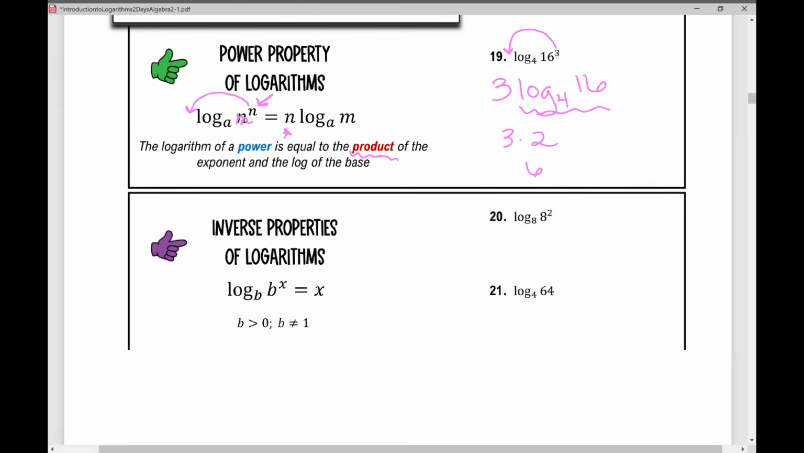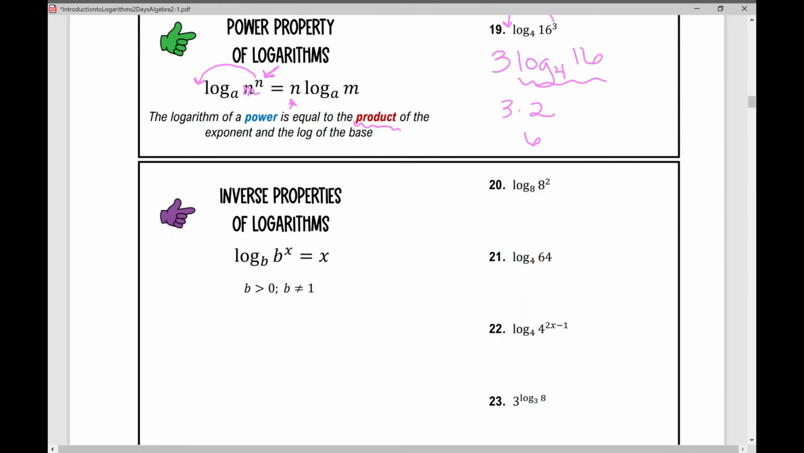Moving on to the inverse properties of logarithms. So log base b of b to the power of x equals x, where b has to be greater than 0 and b can't be 1. So what this means is if the base and this right here are the same, it's going to be the exponent. So for example, on number 20, log base 8 of 8 squared. I have an 8 as a base and an 8 right here, which means my answer is 2. It's just going to be the exponent.